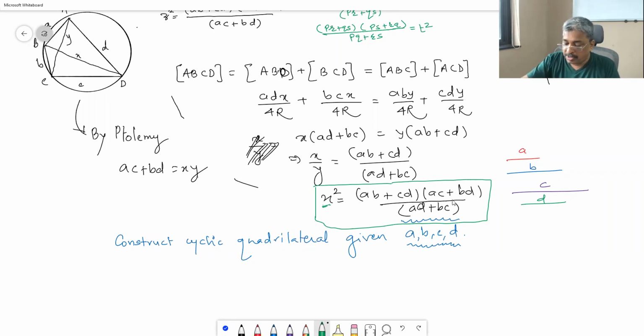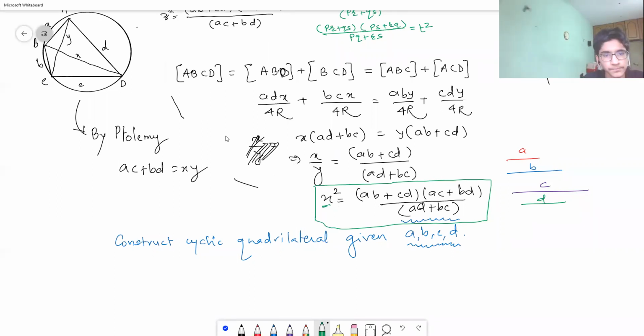So we will solve this problem by algebra using geometry. I want you to think, how will you construct X out of A, B, C, D segments given to you? Maybe I will discuss it after a few minutes. Yes, sir.